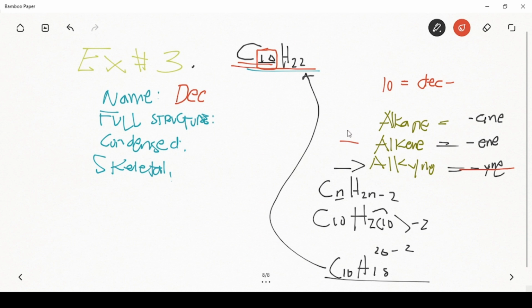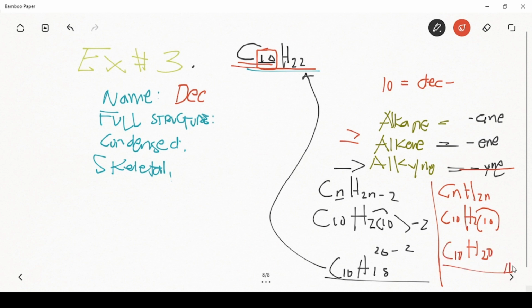Now let's proceed to the second one. The alkene has an equation of CnH2n. Now, n is 10, H2 open parenthesis 10. So 10 times 2 is 20. So the molecular formula, if we're going to use alkene, is C10H20, which is different from the given. So we are not going to use alkene.